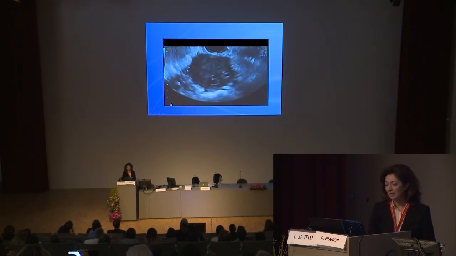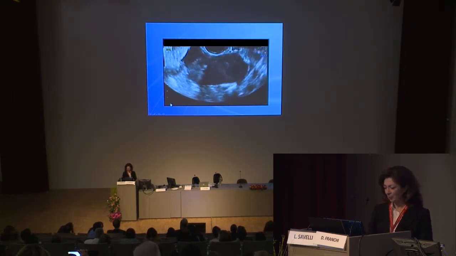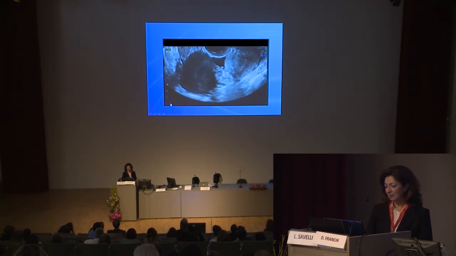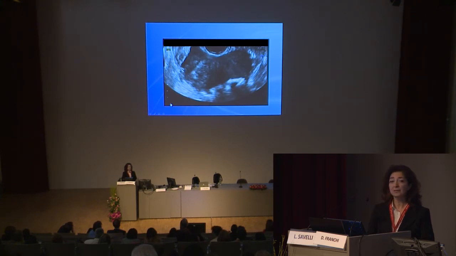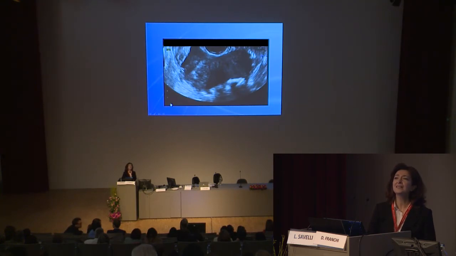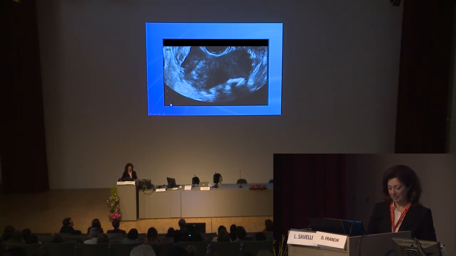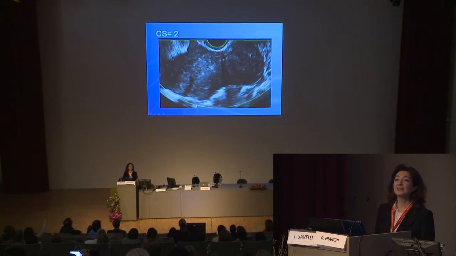This is a solid mass with some cysts inside, with some fluids also. And there are shadows also. Who thinks it's benign? Who thinks it's borderline? Who thinks it's malignant? It's possible, or benign? Okay. Difficult case. No vascularization, just color score 2 I gave. Just very few spots of vessels.